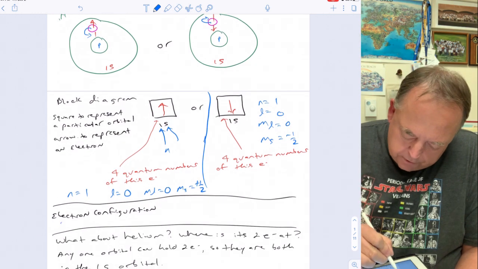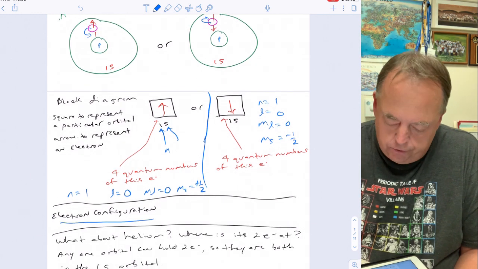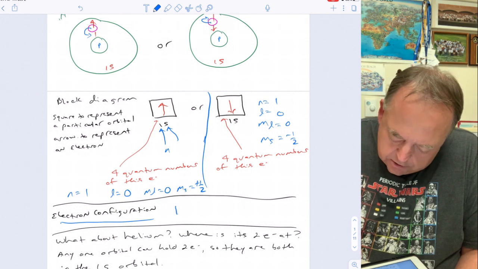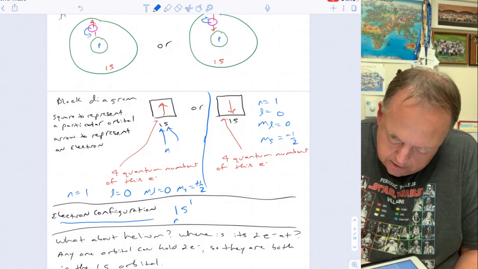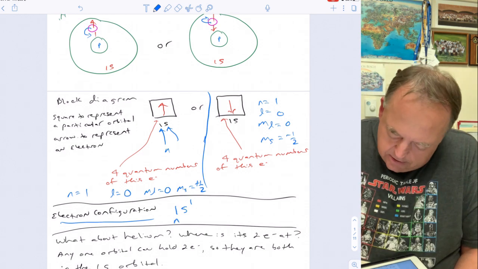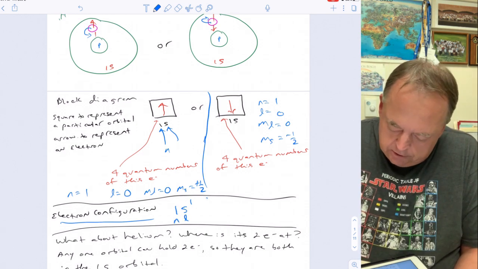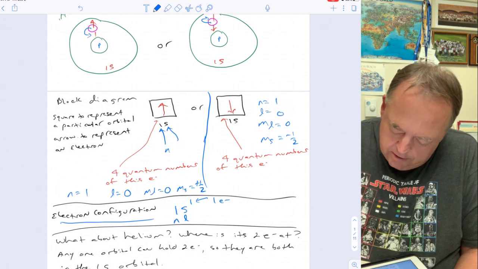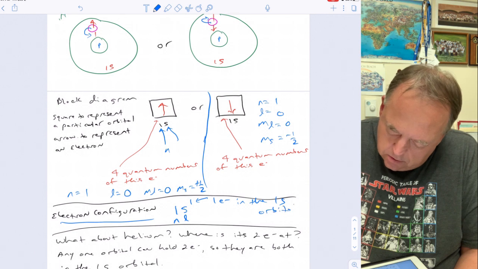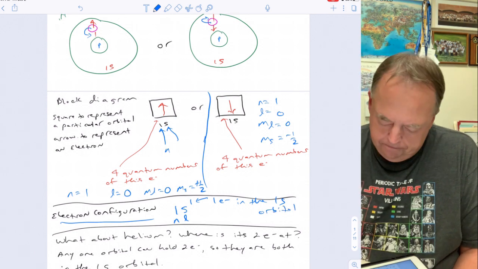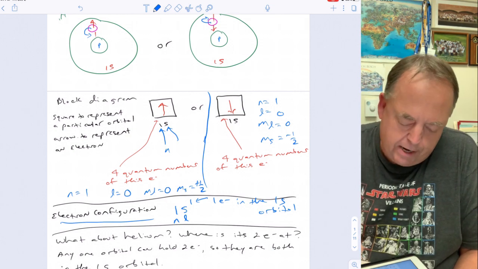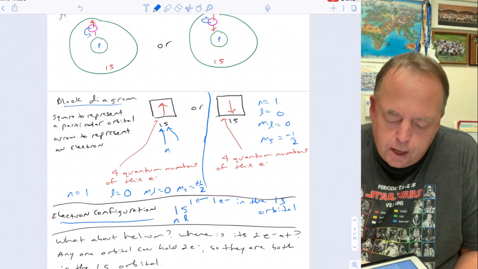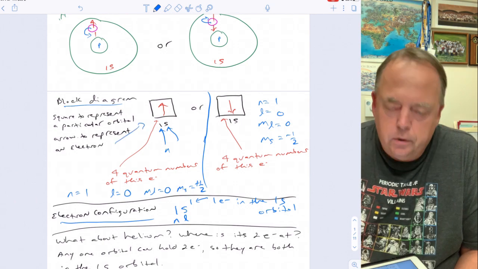So we can also represent this using what's known as electron configuration. We would represent this like so, 1s superscript 1. The 1 is n, the s is L, and this just means there's 1 electron in the 1s orbital. So if you're asked to write electron configuration, that's what it's referring to. If you're asked to draw an orbital block diagram, then this would be what it's referring to.